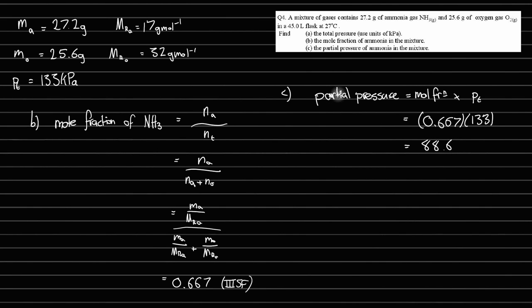And if you were to do that on a calculator, then you get an answer of 88.6. What would be the units then, do you think, of partial pressure? Well, it would just be kilopascals. It's just how much pressure does ammonia exert. And that has been quoted to 3 significant figures.